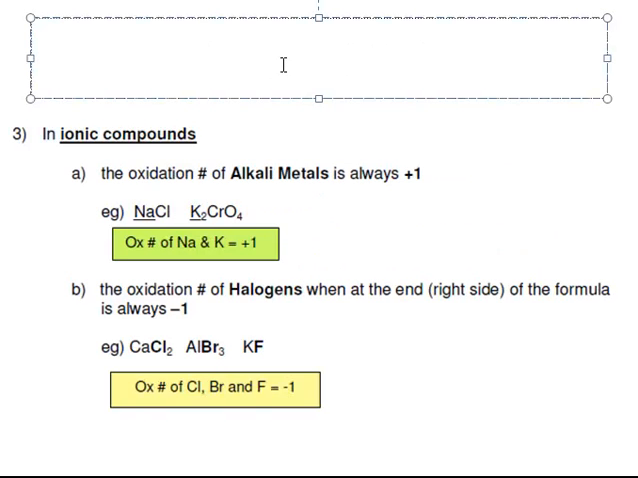Next is rule number 3, which is pretty simple. All the alkali metals always have a charge of +1. That's sodium, potassium. And the halogens, whenever they are at the end of the formula, have a charge of -1.